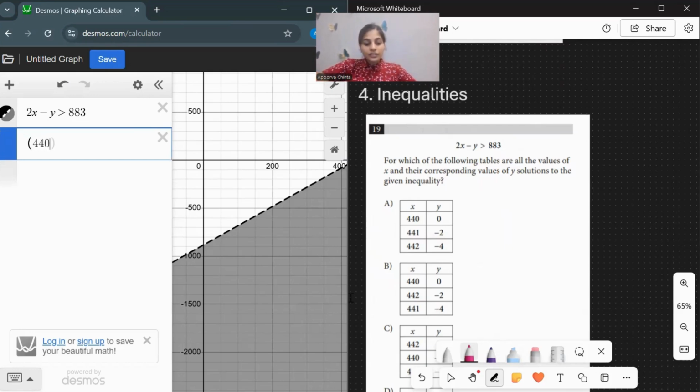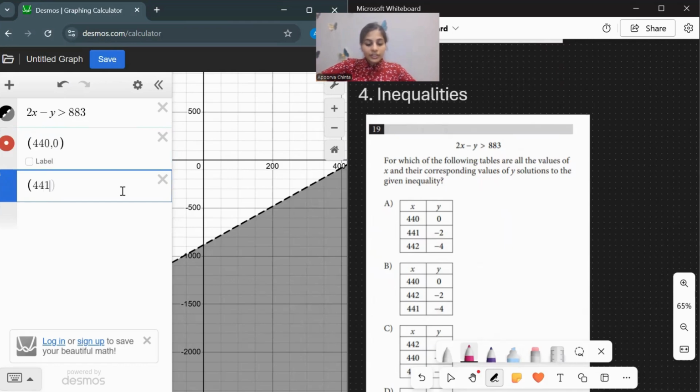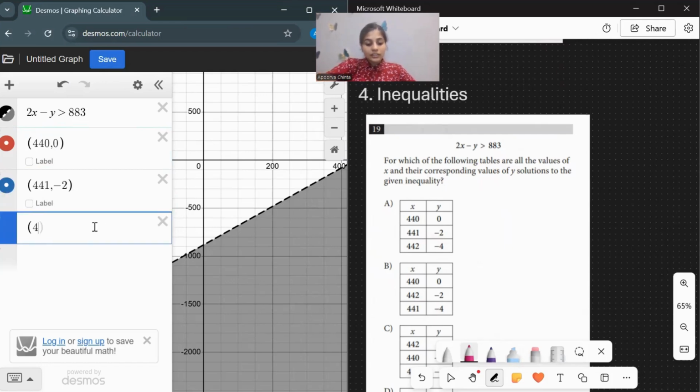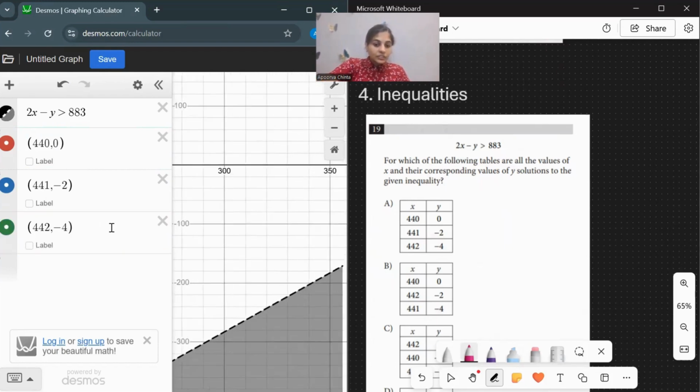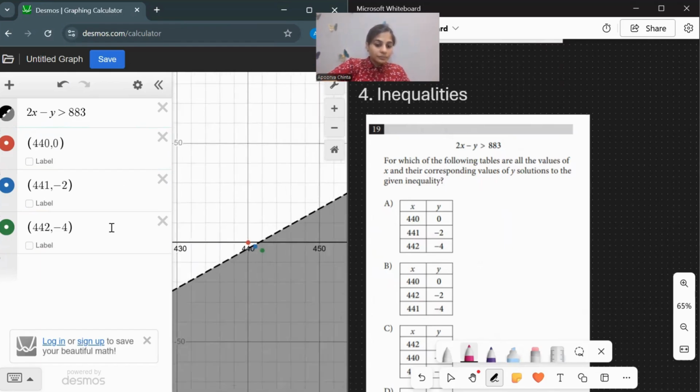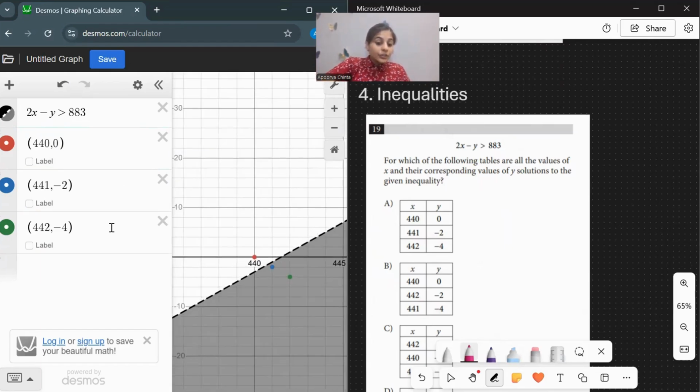So the first one is 440 comma 0. The next coordinate which we have is 441 comma negative 2. And the third coordinate is 442 comma negative 4. So let's see where these lie. So these lie somewhere over here. Clearly I can see that two coordinates are lying inside the shaded region, and one of them, that is 440, is lying outside. So option A is not the right answer. Again, option B also has 440, so this is also not the right answer.